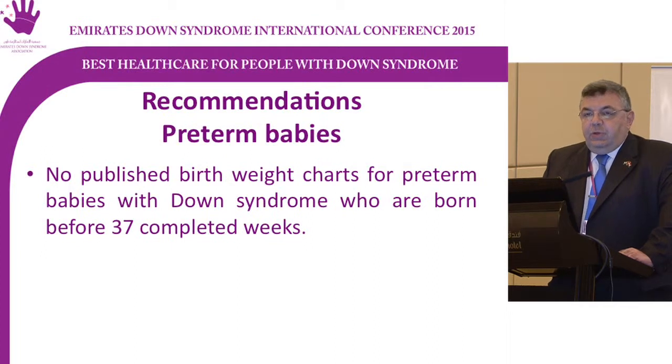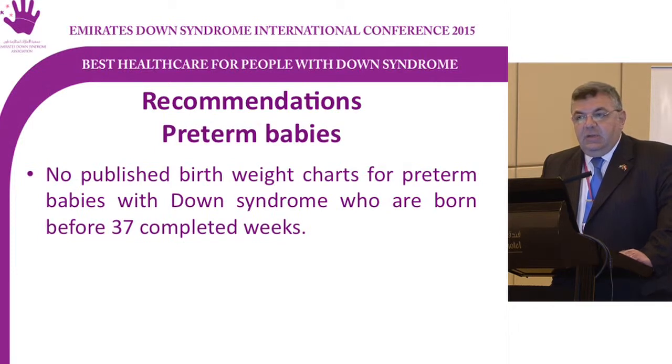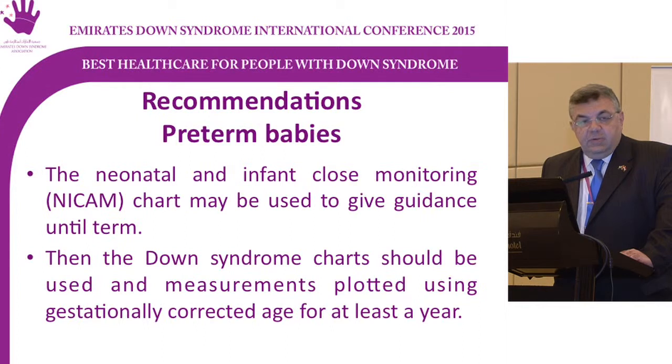Preterm babies, as I told you, will not use these charts. We will use the national neonatal chart because there is no published data for this. So the neonatal infant close monitoring chart will be used, and it should be used until 37 weeks of gestation. Thereafter, we will use the Down syndrome growth chart 0 to 6 months, then 6 months to 4 years. But keep in mind that our data for the preterm babies should be based on the corrected age.